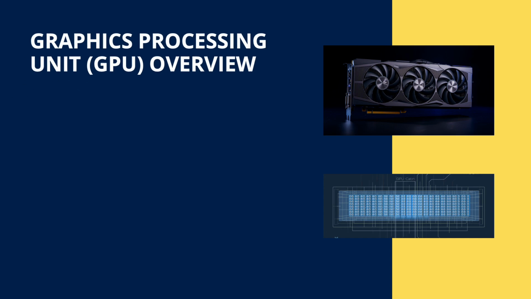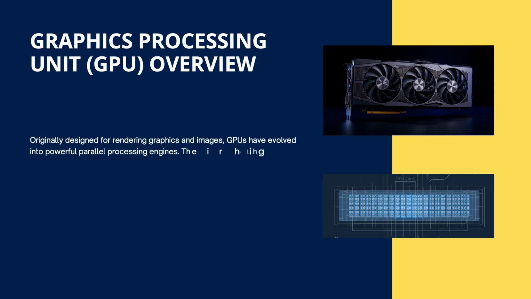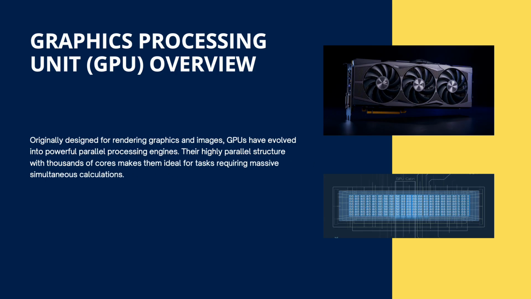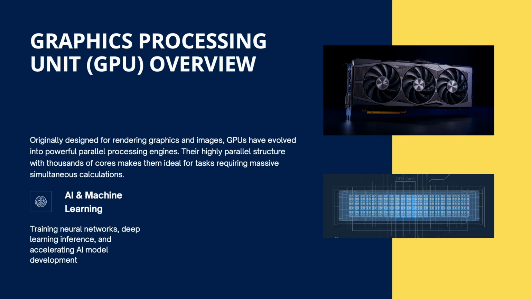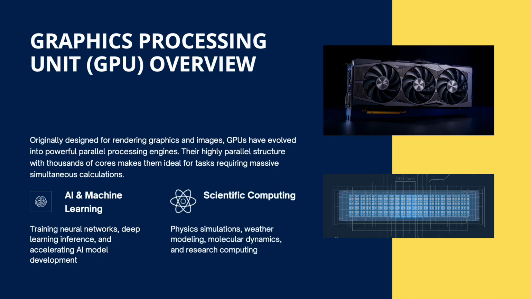Next is the recent day hot topic, which is GPU or the graphics processing unit. Originally, GPUs were designed for rendering graphics and images, but over time they have evolved into powerful parallel processing engines. Their highly parallel structure with thousands of cores makes them ideal for tasks requiring massive and simultaneous calculations. GPUs are mostly used in AI and machine learning and scientific computation, which require massive parallel computing.